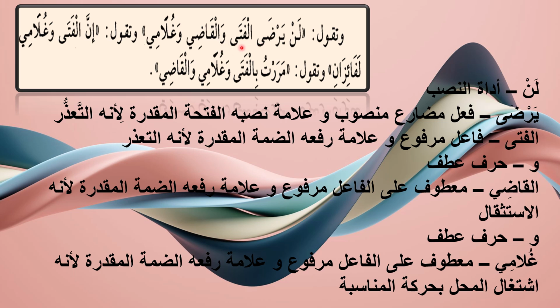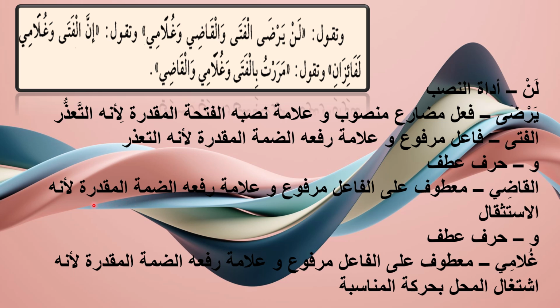What about al-fata? So this comes after the fi'l. So it's fa'il marfu. You know the fa'il comes after the fi'l. So it's fa'il marfu, وعلامة رفعه الضمة المقدرة لأنه التعذر. Still, it's in marfu case and we have alif maqsura. It cannot show the visible dhamma. So it is ta'adhur because of this alif maqsura. Waw, harf atf. Whatever comes after atf will follow the same haraka. So al-qadi, now you know this is ism manqus with a weak letter ya at the end. Ma'tuf ala fa'il marfu', wa alamatu raf'ihi damma muqaddara.